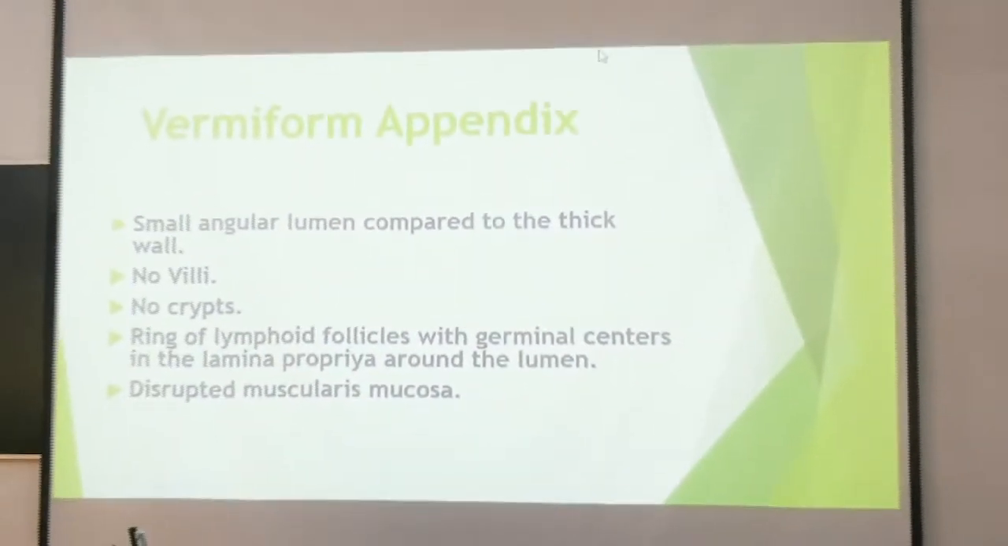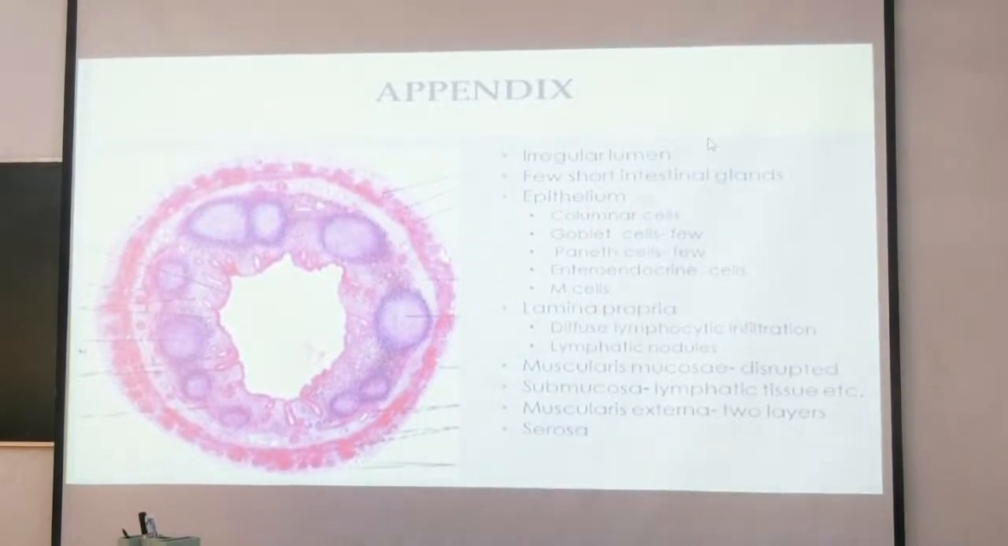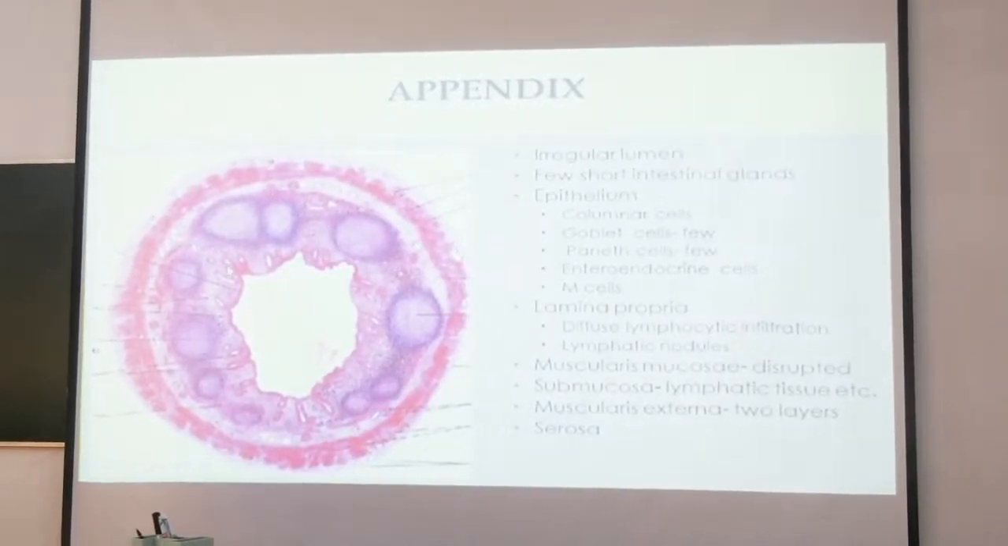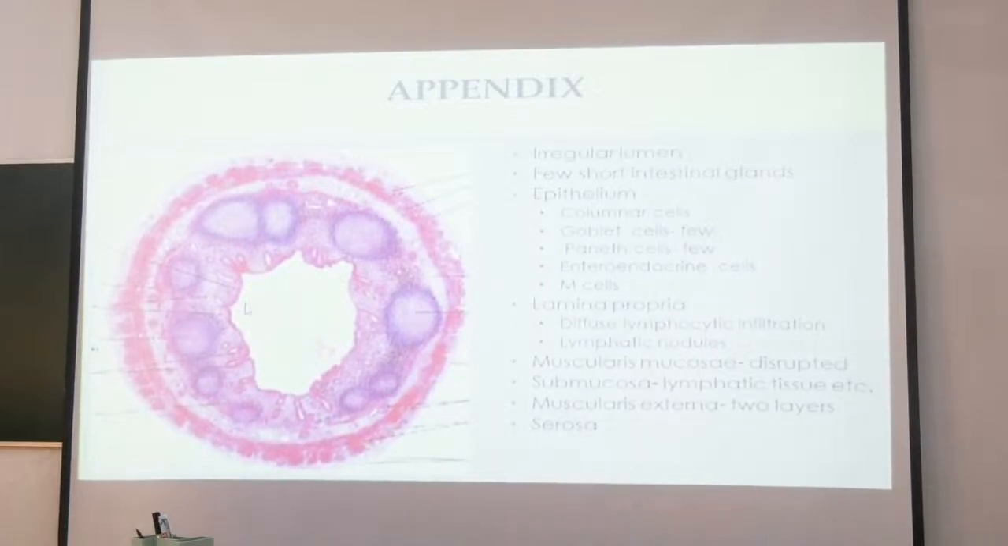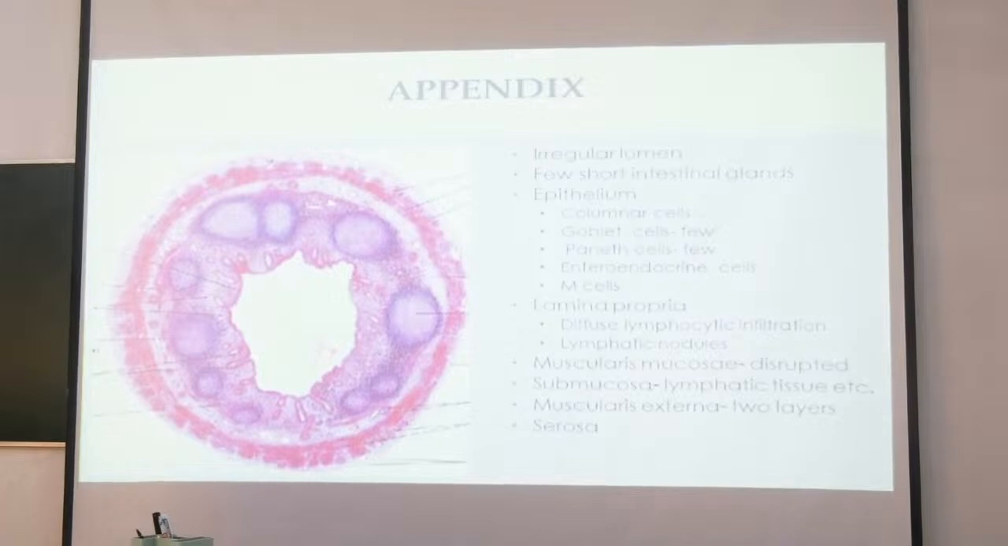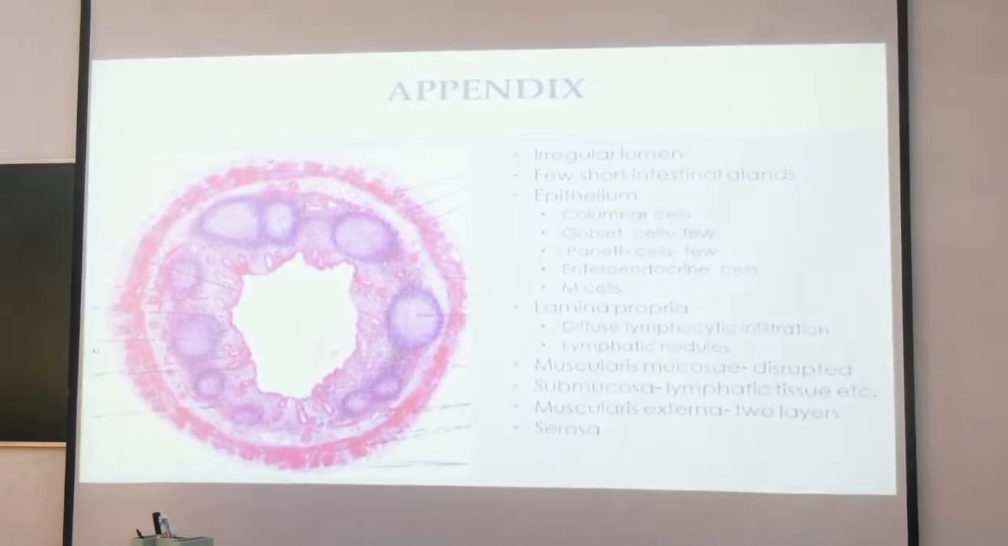Then what about the muscularis mucosa? Muscularis mucosa is not adherently formed, it is disrupted. This is another characteristic: disrupted muscularis mucosa. So these are the features of vermiform appendix. See, this is the picture. What things could you see? The lumen is small and it is irregular. Where you have written small, write irregular also. It is not circular, you could see.